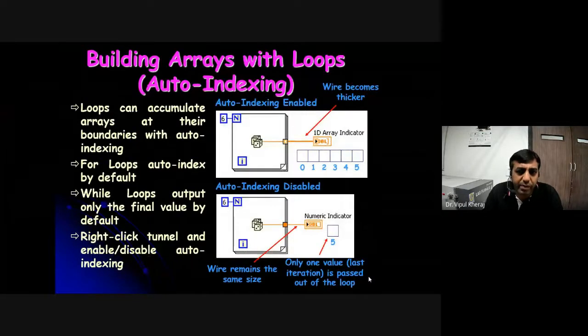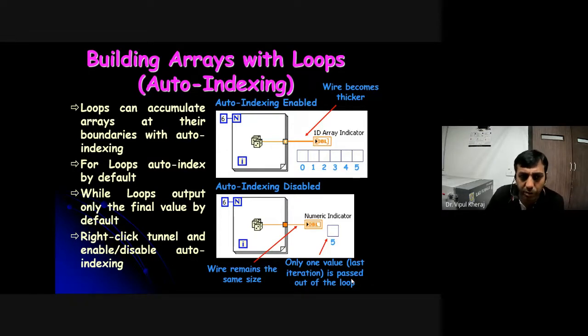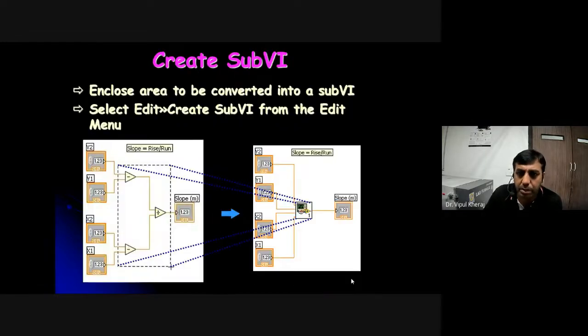Okay, building array we have already seen. Like if there's a loop, and at the end of the loop we can enable indexing, and enabling indexing will create an array as output of the loop. If you disable the indexing, then it becomes the last value of the loop. Right? So we have already seen this. This is also very specific to graphical programming.